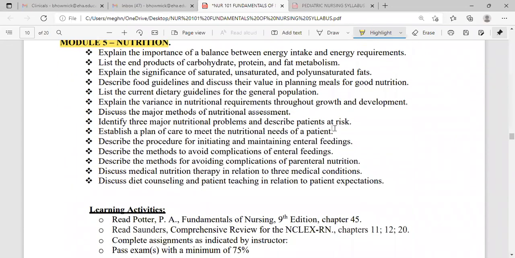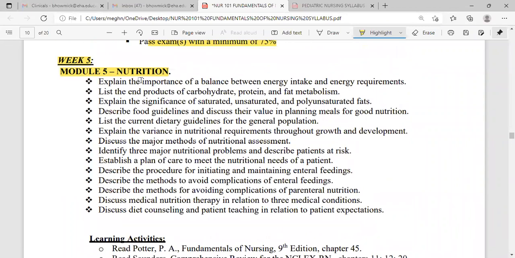Week 5 basically talks about nutrition. Explain the importance of balance between energy intake and energy requirements, and the end products of carbohydrate, protein, and fat. Explain the significance of saturated, unsaturated and polyunsaturated fat. Describe the food guidelines, discuss their value, and plan meals for good nutrition.